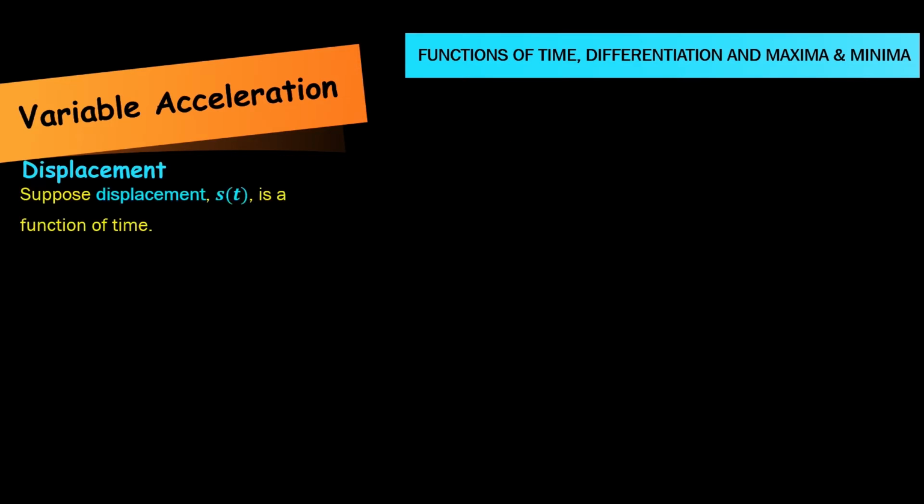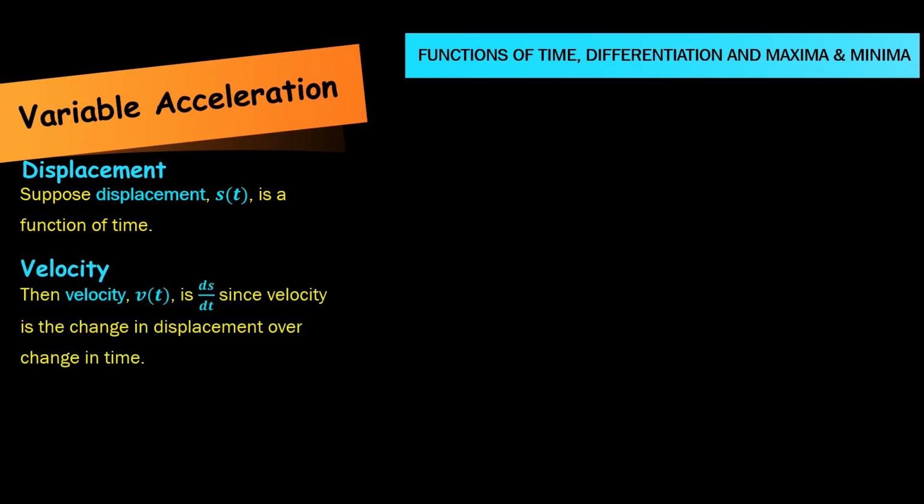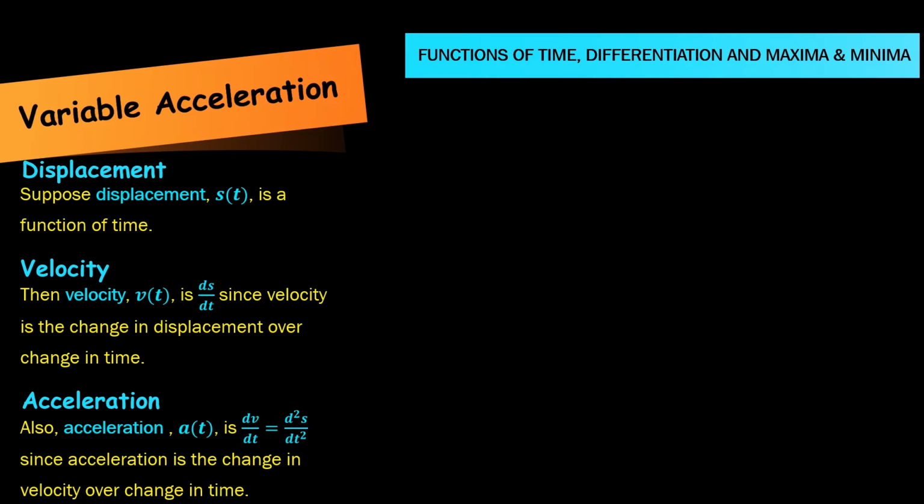Suppose displacement s of t is a function of time. The velocity v of t is ds/dt, since velocity is the change in displacement over change in time. The acceleration a of t is dv/dt equals d²s/dt², since acceleration is the change in velocity over change in time.